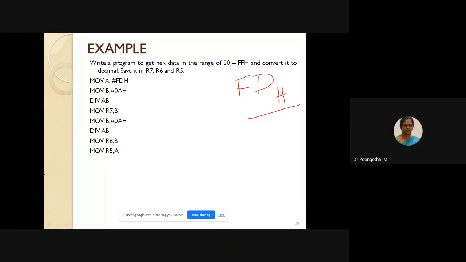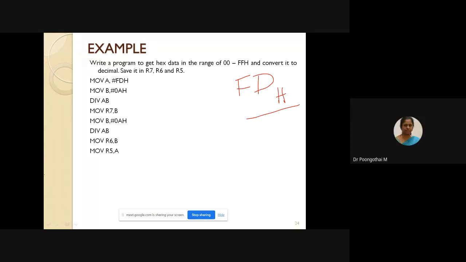Ma'am, one doubt. Can we move B to R7 directly, ma'am, or do we have to move it to the accumulator first? In the simulator, it can accept this. You can check with your simulator whether the instruction is available or not. Otherwise, you can move through the accumulator, and then again you have to load FD and 0A. It's a tedious process, but your simulator can accept this. MOV R7, B: the 8051 IDE accepts this. You can try it in the simulator and check whether the instruction is valid or not.